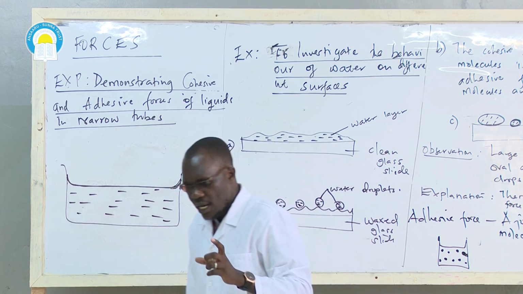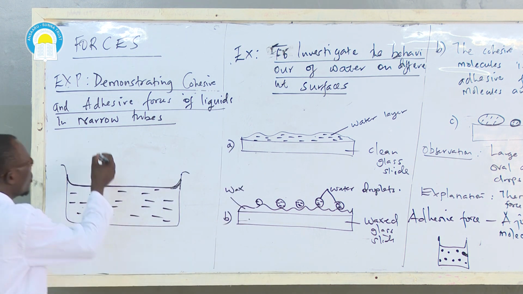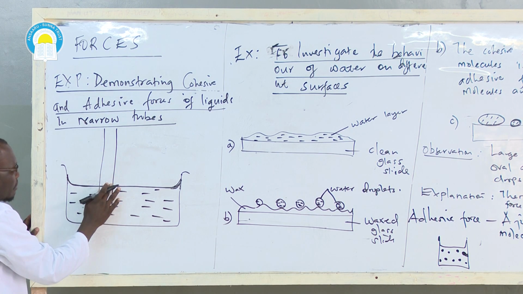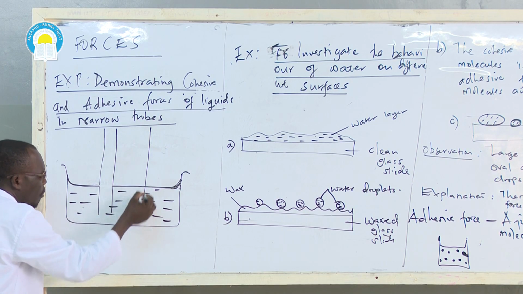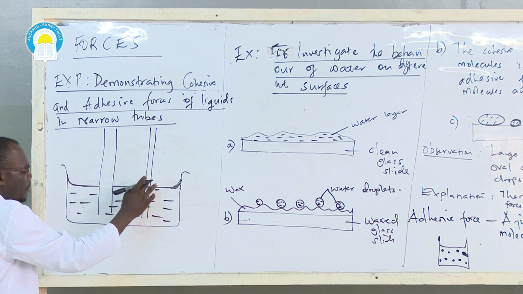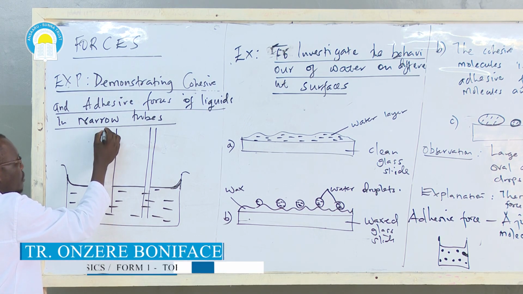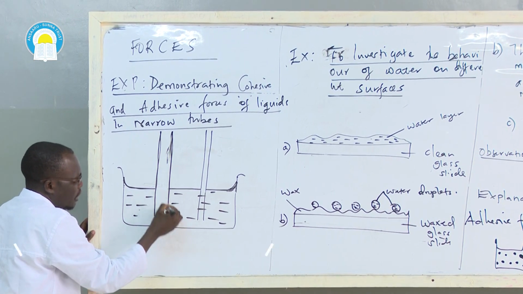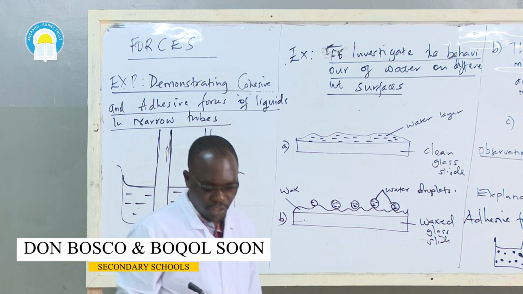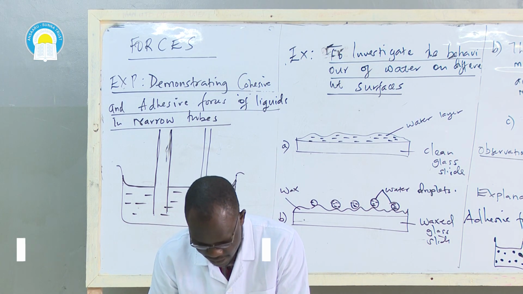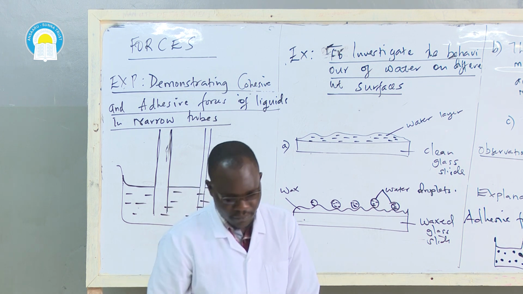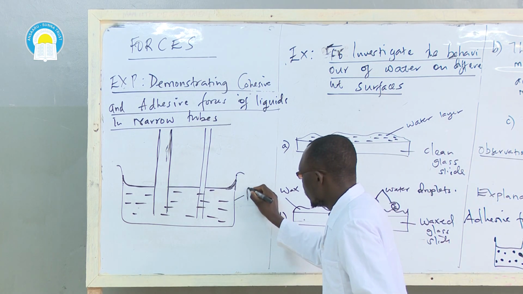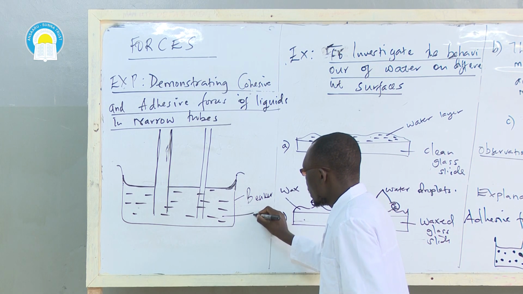Now, in this experiment we need two tubes. So we take two narrow tubes and dip them. We dip the two tubes in the beaker containing water. The tubes are of different sizes. We have a narrow tube and one which is a bit wider. The tubes, we dip them inside the beaker of water. Then we leave the setup for some time. This is a beaker. It's containing water.